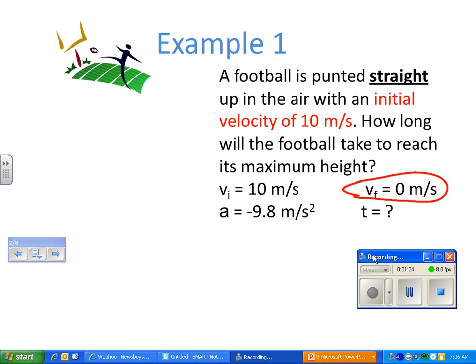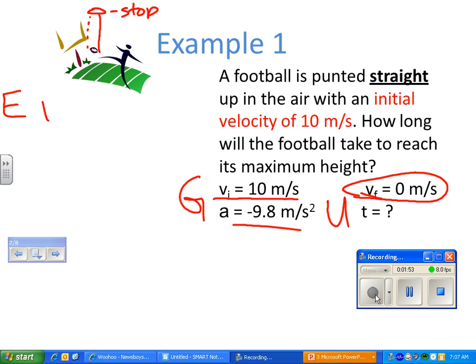If we have an object that's punted straight up, at the top, right before it starts coming down, it's going to actually stop, and then it's going to start coming back down. So this just reminds us of that. The final velocity is going to be 0. The initial velocity, as it says in the problem, is 10, and our acceleration is gravity, so it's 9.8. So these are all of our givens, and the unknown we're looking for is time.